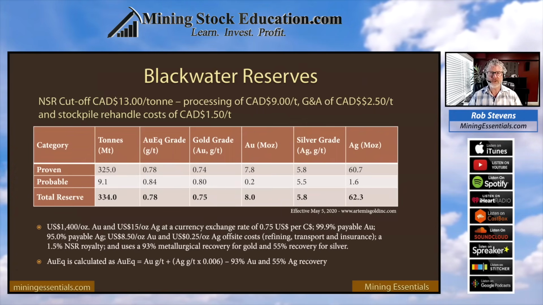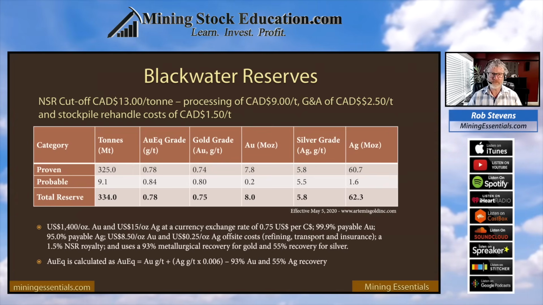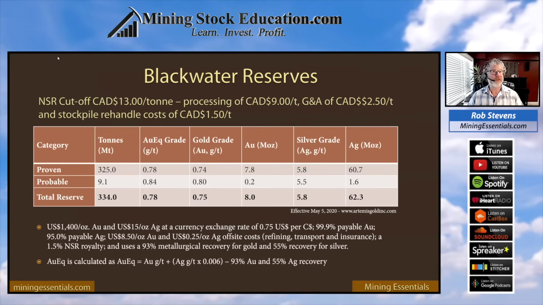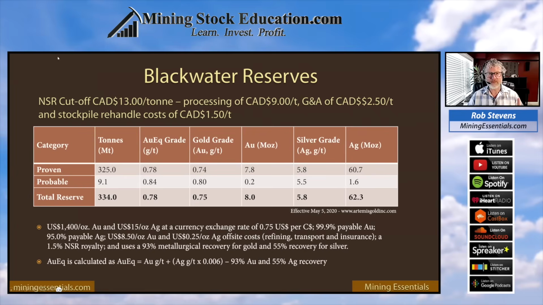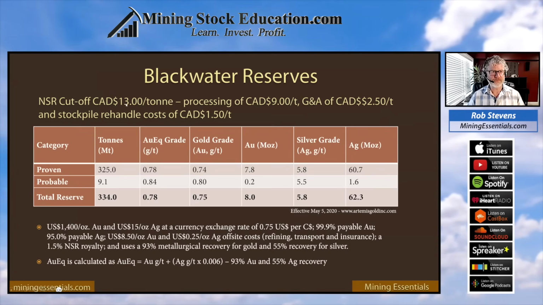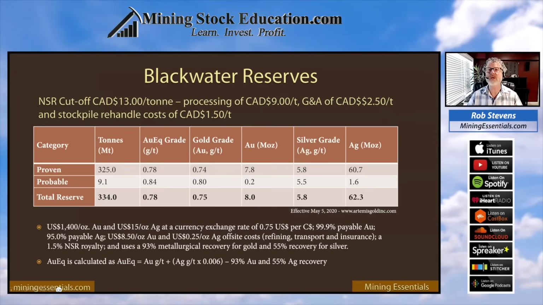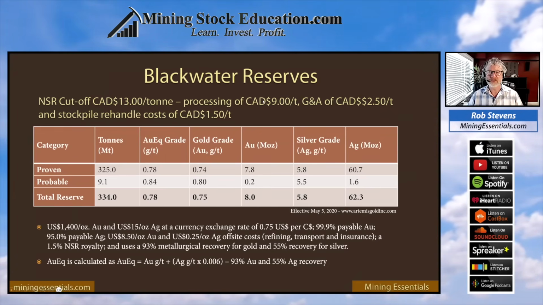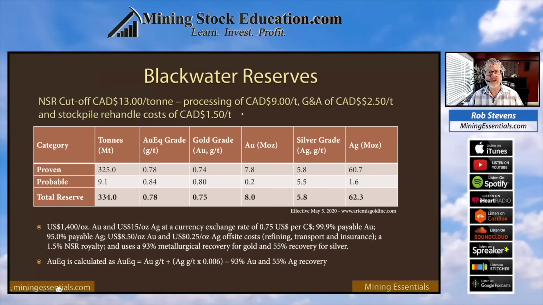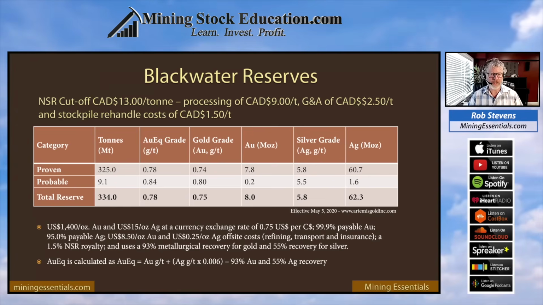So as another example here, this is back to Blackwater. So here's their reserve. And in this case, they've used an NSR cutoff of $13 per ton. Now remember, in the resource, it was $9 per ton. So they've upped this now to $13 per ton because this is the mining and processing, but now they've also included general administration and some stockpile rehandling costs, which are real costs of operating the mine. So their cutoff at the reserve level has now gone up.